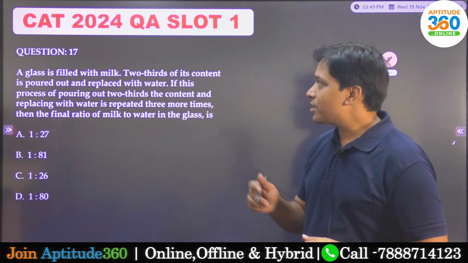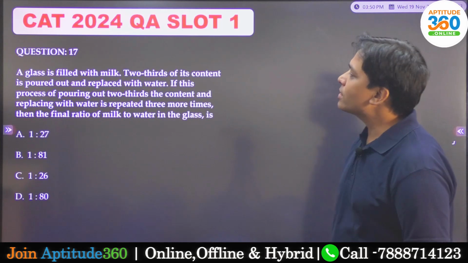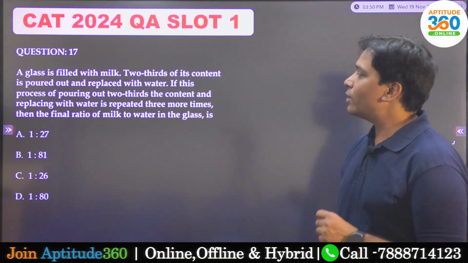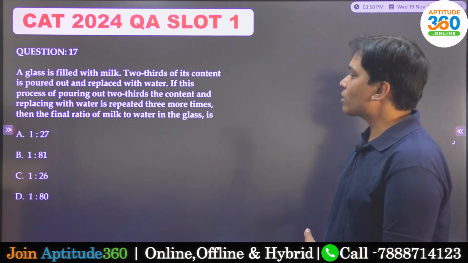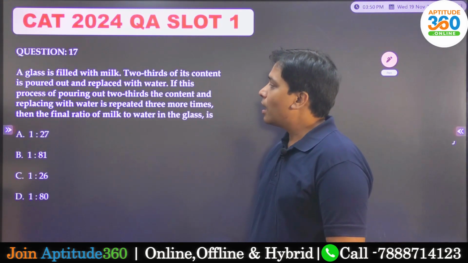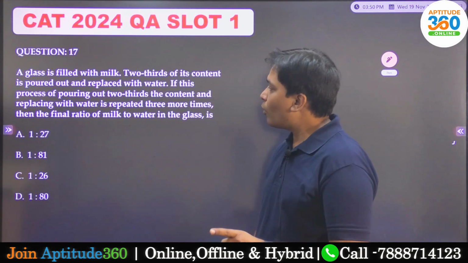Let us solve this question. It was asked in CAT 2024 in slot 1. It says that a glass is filled with milk. 2/3 of its content is poured out and replaced with water. If this process is repeated 3 more times, then what is the final ratio of milk to water?